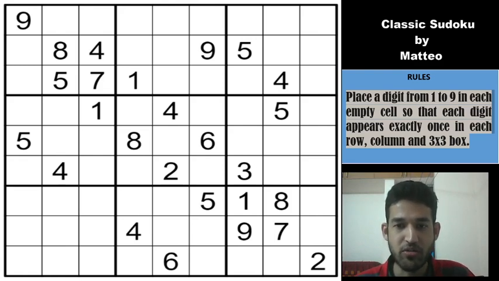The rules of the Sudoku are normal classic rules. Each row, column and 3 by 3 box will have digits from 1 to 9 without any repetitions. So let us start solving the Sudoku now.